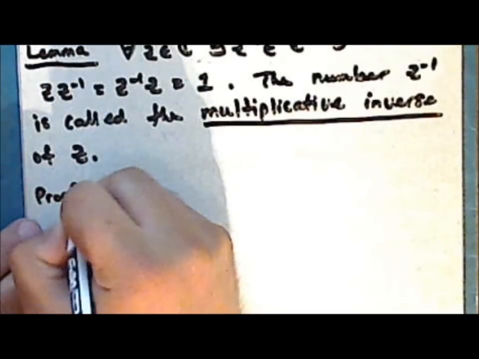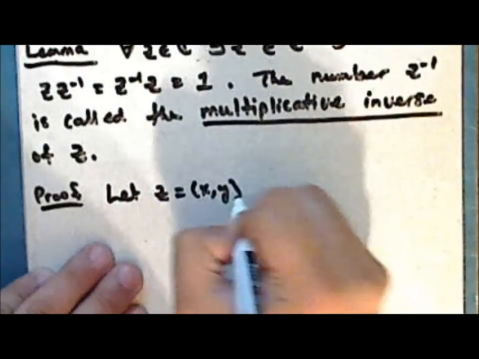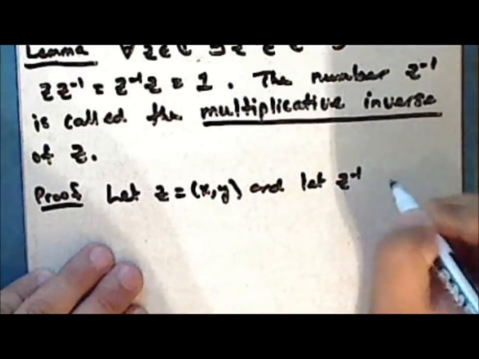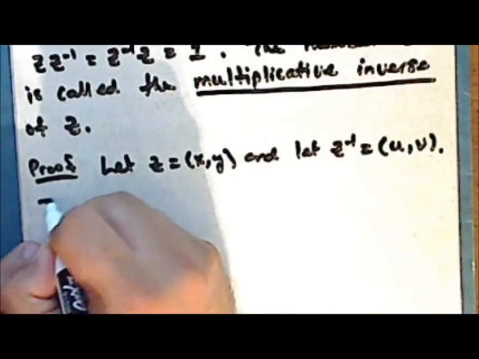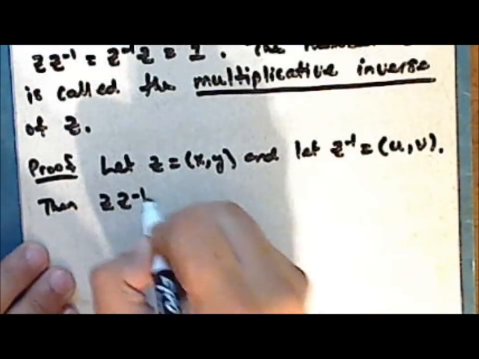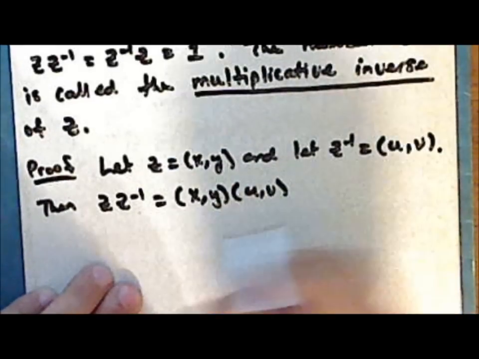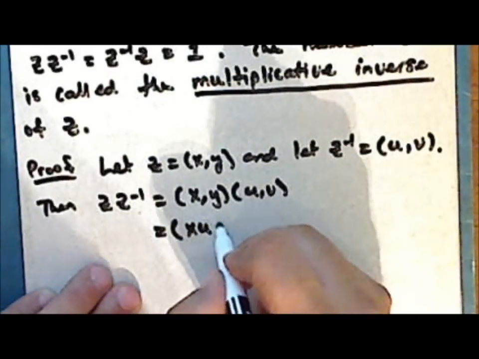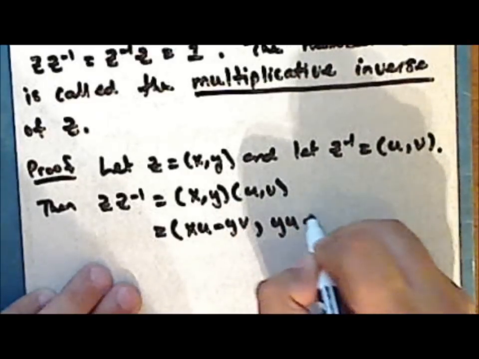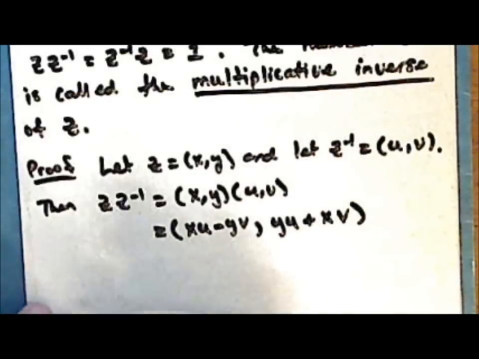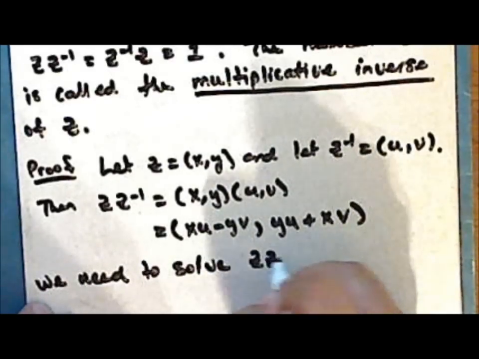So, proof. Let the number z be the ordered pair x, y, and let the inverse be the ordered pair u, v. Then the product of z and z inverse is the product of two ordered pairs, x, y and u, v. This product is x times u minus y times v, and the imaginary part is y times u plus x times v. We need to solve z times the inverse equals 1.